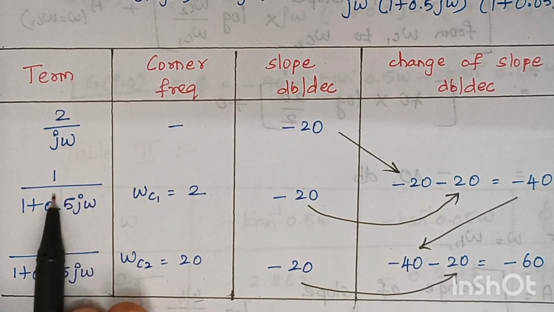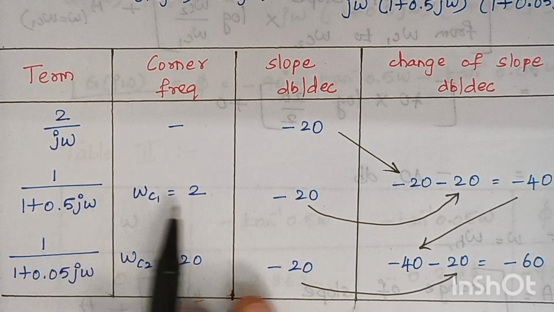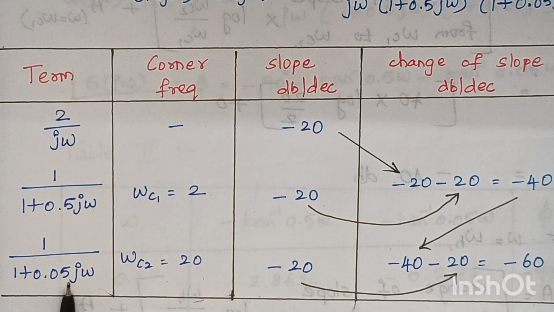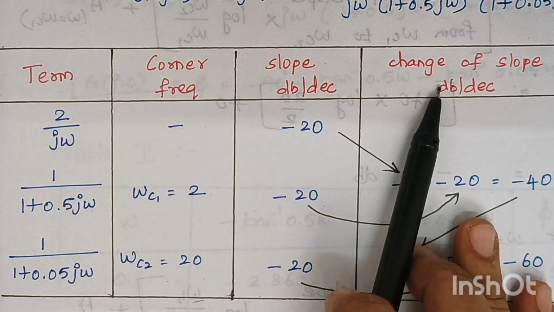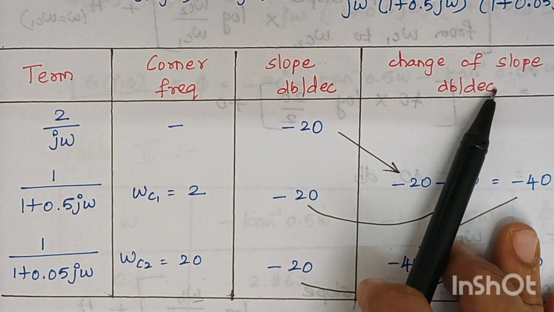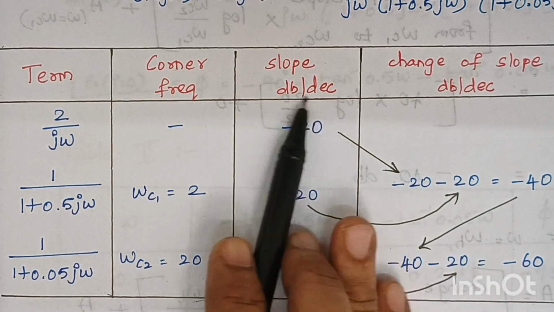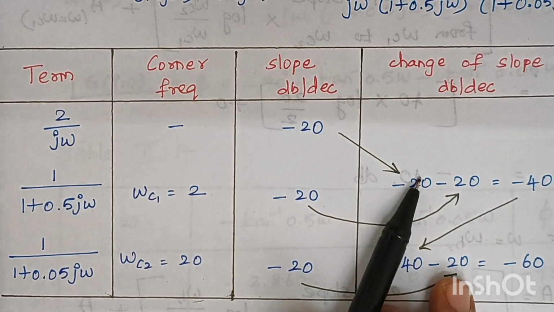Similarly, here also omega is in the denominator term, so this gives minus 20, and again here omega lies in the denominator and this gives a slope of again minus 20, right? So the next thing is we are going to calculate the change of slope.